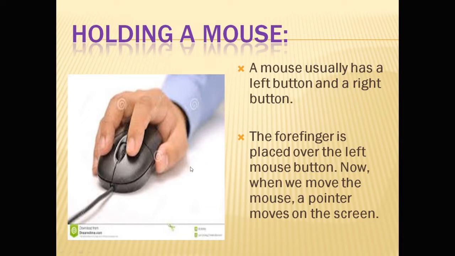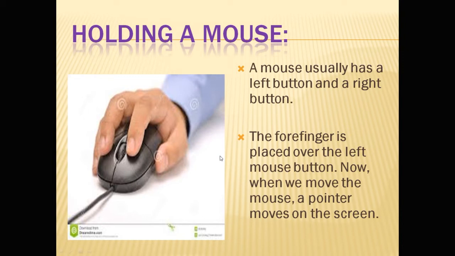Look at the pointer on the screen. Clicking the left mouse button with your forefinger. When you move the mouse, the pointer also moves automatically.